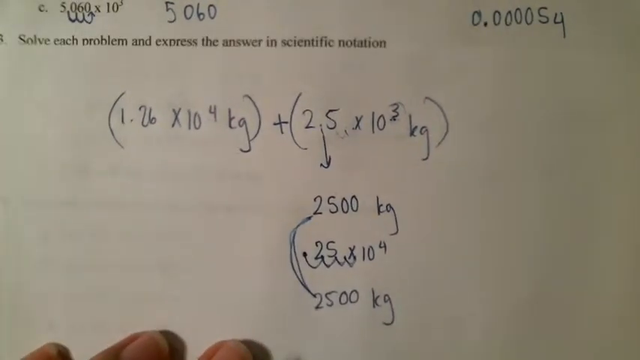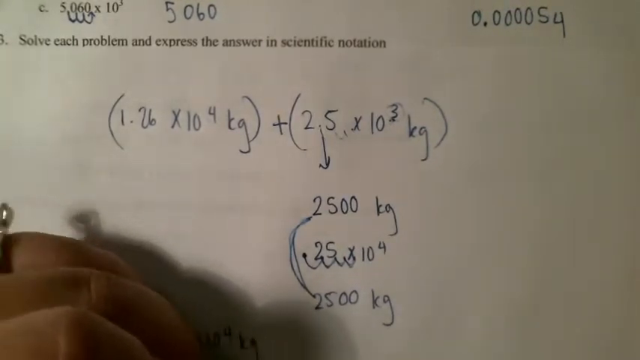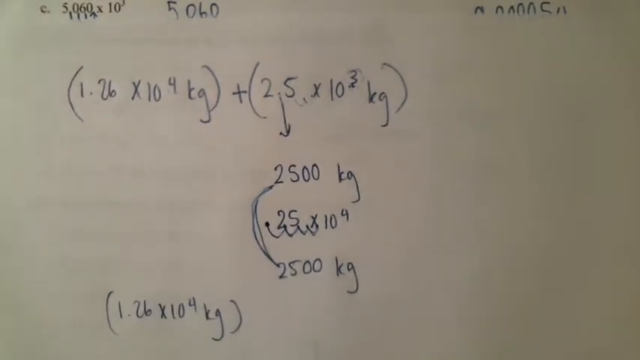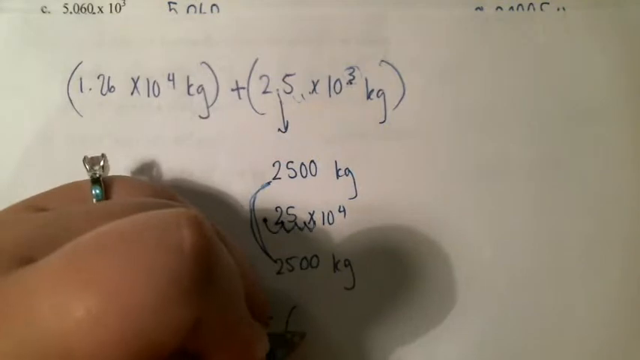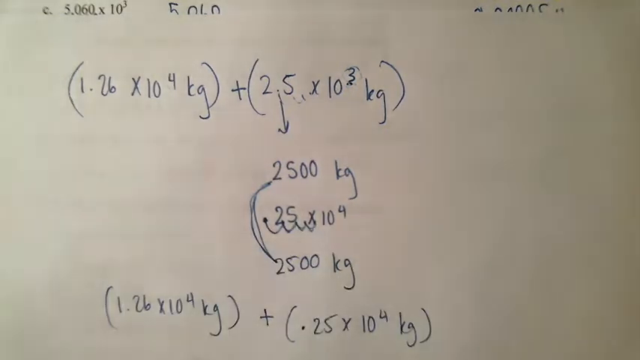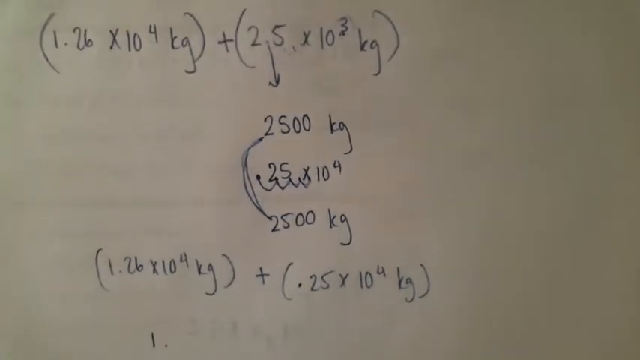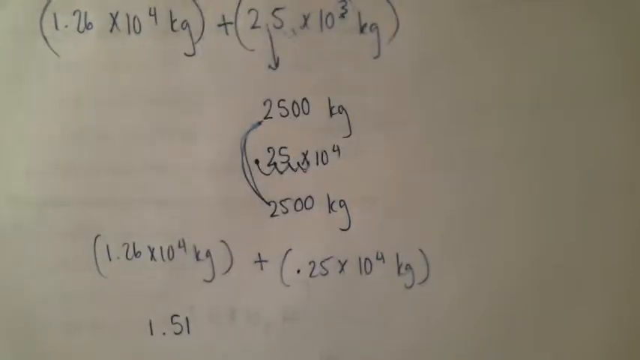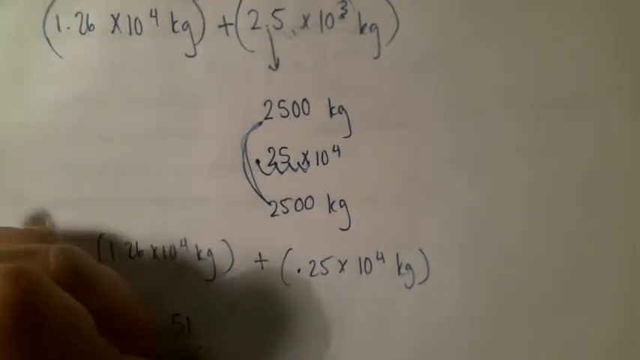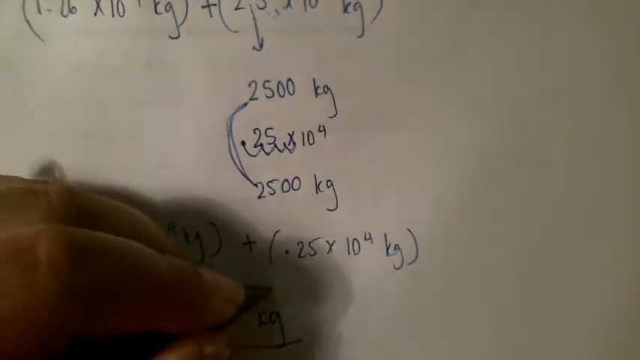Okay, so we can rewrite this as 1.26 times 10 to the 4th kilograms plus 0.25 times 10 to the 4th kilograms. Now 1.26 plus 0.25 equals 1.51. Our exponents are the same, so we can just write times 10 to the 4th kilograms. Don't forget your units. Okay?